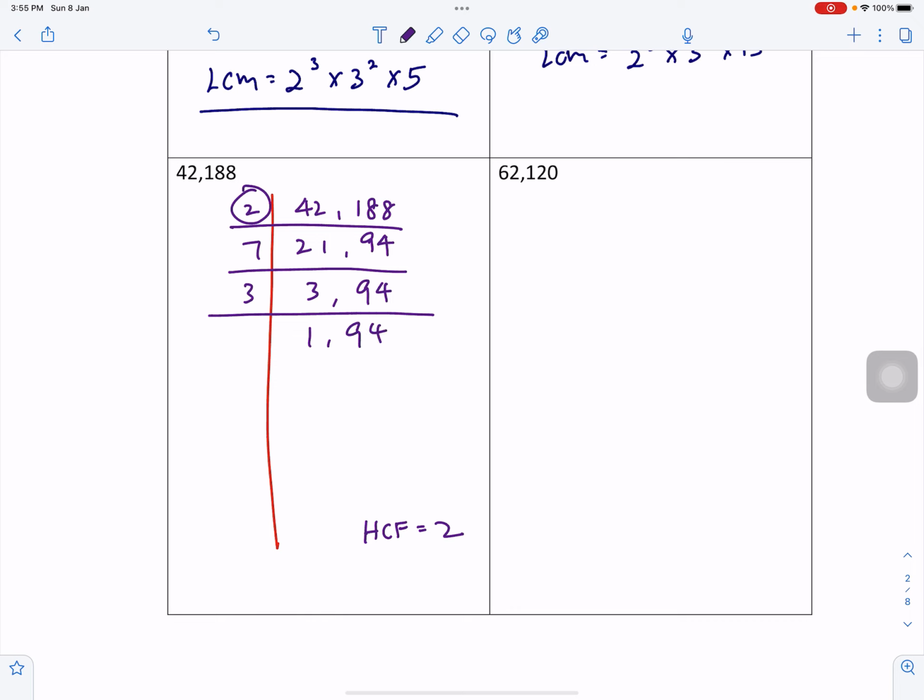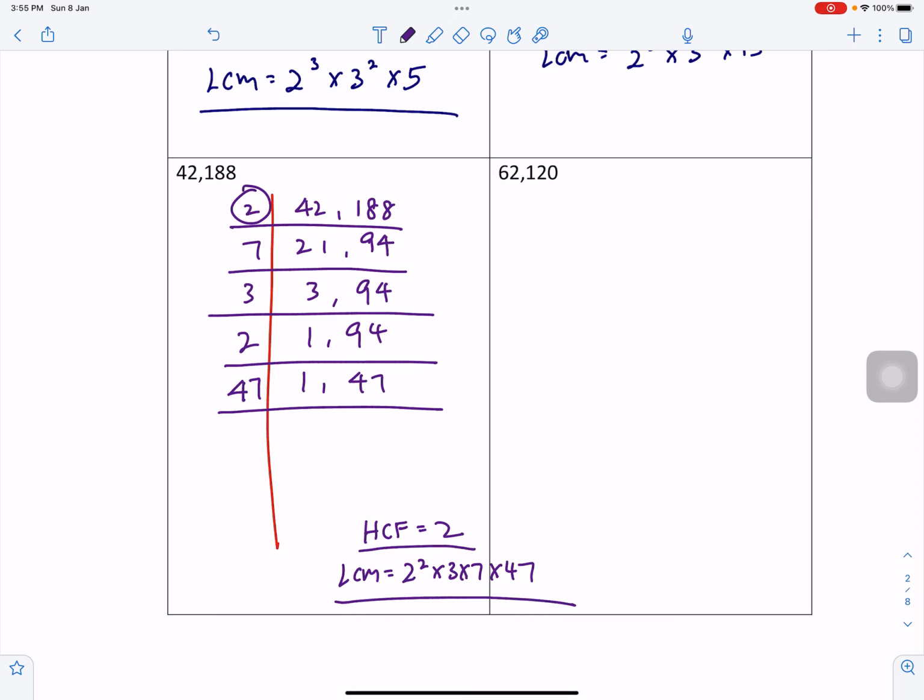So this is divided by 2. That gives me 147, and divide by 47, I think it's a prime number if I'm not wrong. So the answer is 3, 4, 5, 6. The LCM is 2 to the power of 2 times 3 times 7 times 47. Is that okay? I hope that you got this correct.